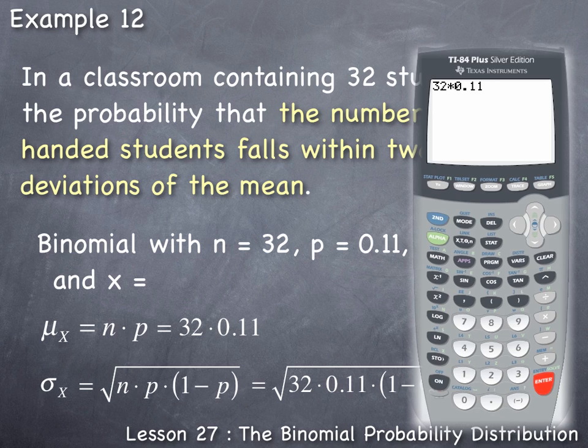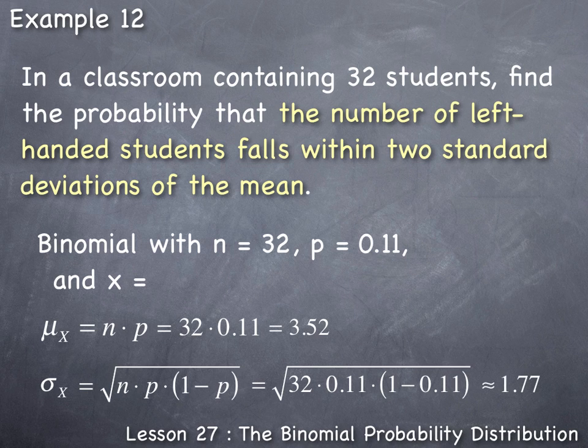Using the TI-84 calculator to help us with this, we can go 32 times 0.11, enter, to find the mean, which is 3.52. And for the standard deviation, we'd go second square root 32 times 0.11 times parenthesis 1 subtract 0.11, close parenthesis once, close parenthesis twice, press enter, and we find that the standard deviation rounds to about 1.77. Thus, we found that the mean, mu sub x, equals 3.52, and the standard deviation sigma sub x rounds to about 1.77.